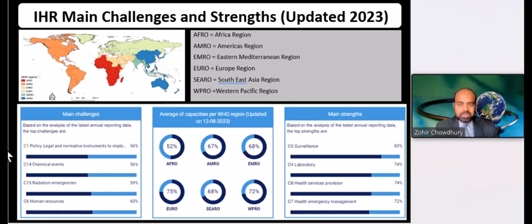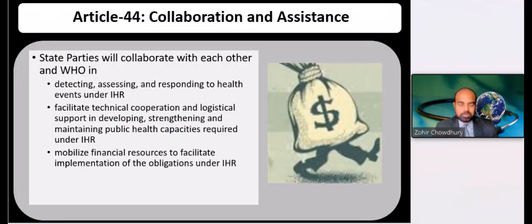The main challenges are C1, C14, C15, and C6. C1 is essentially the policy, legal, and normative instruments for implementing IHR. C14 is about chemical events, C15 is about radiation emergencies, and C6 is about human resources needs. On the other hand, the main strength is surveillance, which received about an 83% score overall for the globe. Laboratory, 74% global score. Health services provision, 74% global score. And health emergency management, about a 72% global score. So we can definitely see that significant improvement still needs to be made, even though right now we are in 2023.